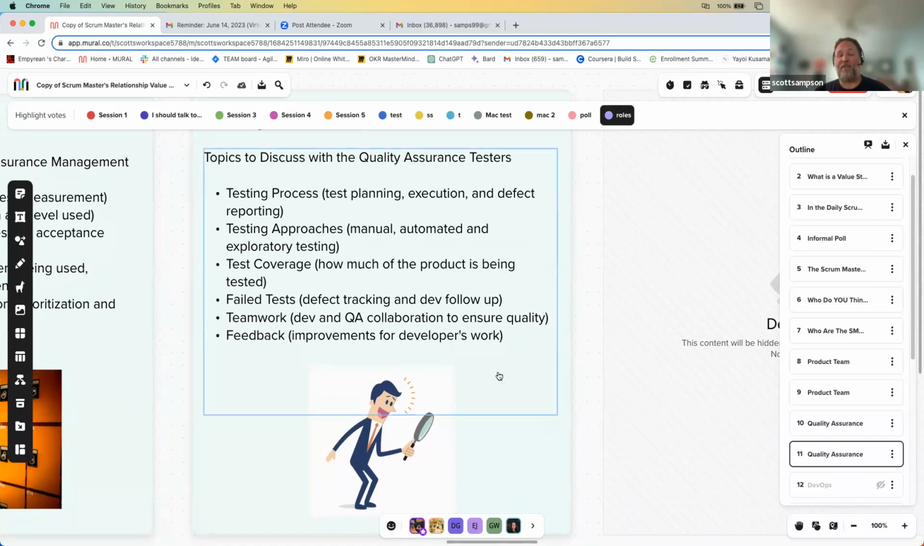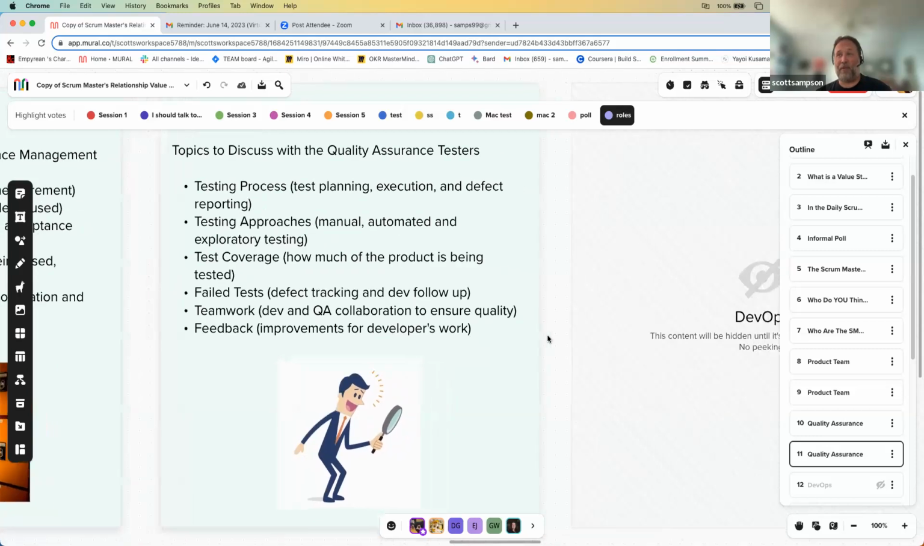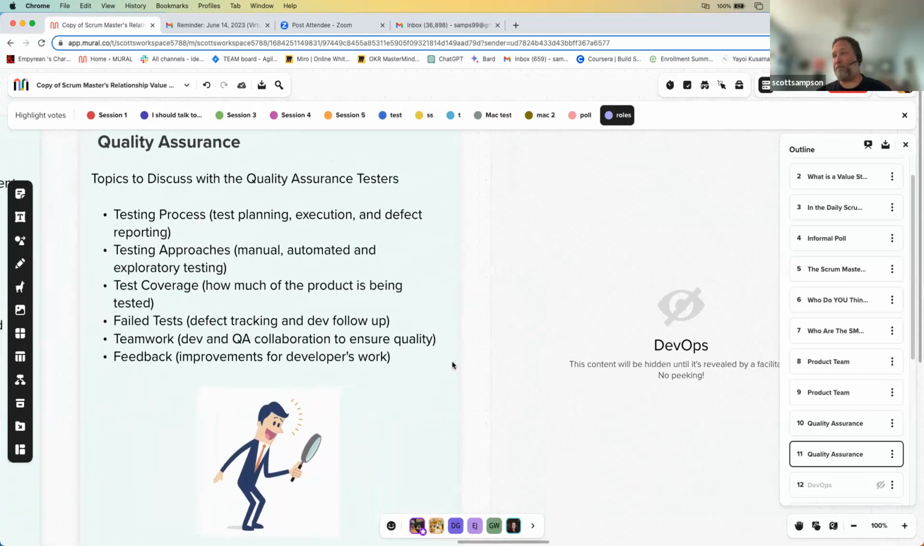And then feedback. So this is important. This is something that I do get when I'm having my Agile coaching sessions with different folks. I think it's always important to get feedback on what those folks need. And in this case for QA, it would be, are they getting what they need from the developers to test effectively? And how can that be improved if they are not?